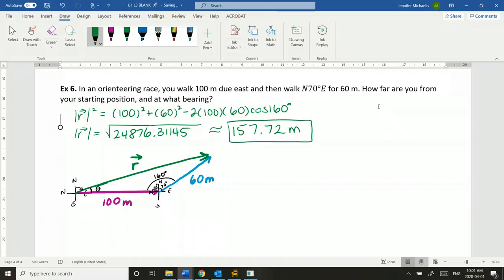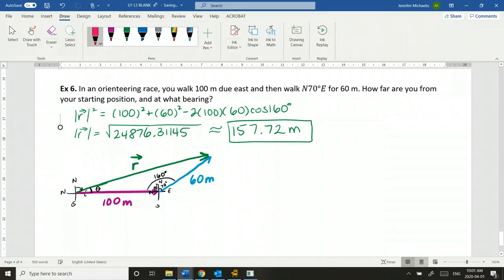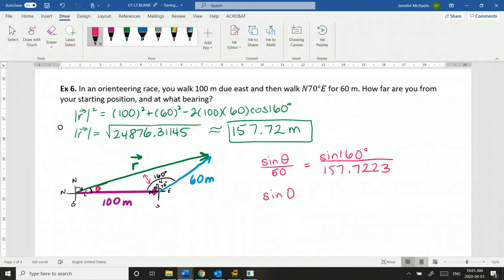So this is the magnitude of our vector. It also asks us about the orientation of that vector. So what bearing is it at? So we're going to also find theta here. Now that I have a side and its opposite angle measurement, I should be able to use sine law to find that. So sine of theta over its opposite side, which is 60, should be equal to the sine of 160 over the length of its opposite side. And if you want, you can leave a couple more decimals here, like what you got in your calculator earlier.